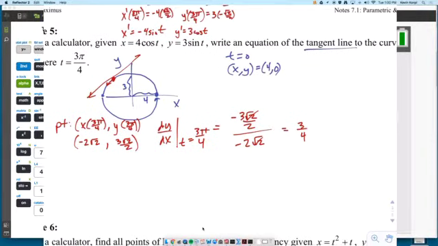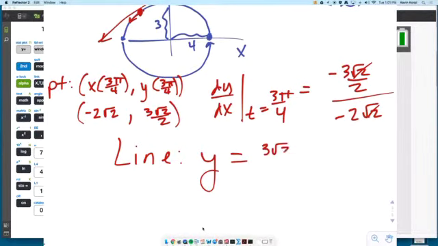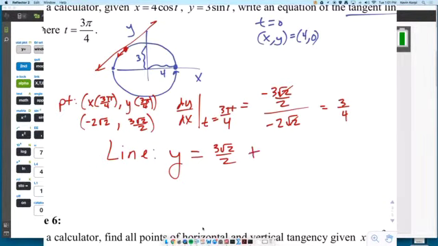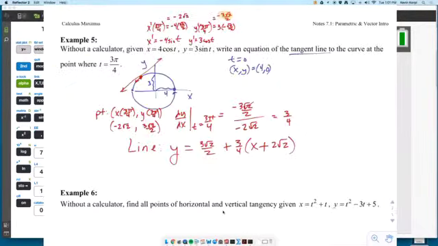All right, so the tangent line itself, we need to finish. The line is going to be y equals the y value, which we just found to be this wonderful number, 3 square root of 2 halves, plus the slope, which is 3/4, times x minus, which becomes plus the x value. So the same skills we've been doing, just doing it twice. Once for the x, once for the y. All right, questions so far on that?